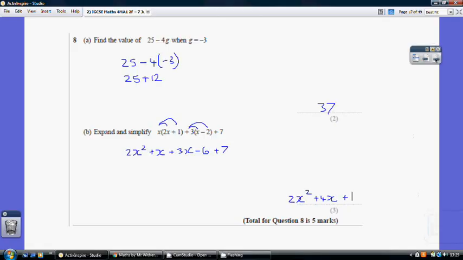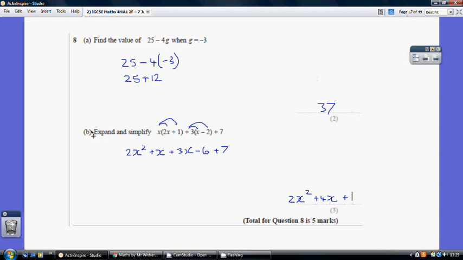Question 8. So for part A, we need to substitute in g being equal to minus 3. So it's going to be 25 take away 4 times minus 3. So try and get in the habit of putting what you're substituting into a bracket. Then you can just simply pop this into your calculator like this, press equals, and you'll get the answer of 37. So why is this the case? Well, minus 4 times minus 3 is plus 12. 25 add 12 is 37.